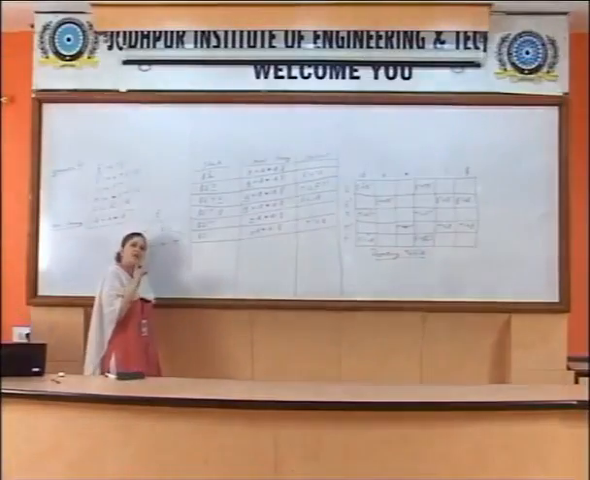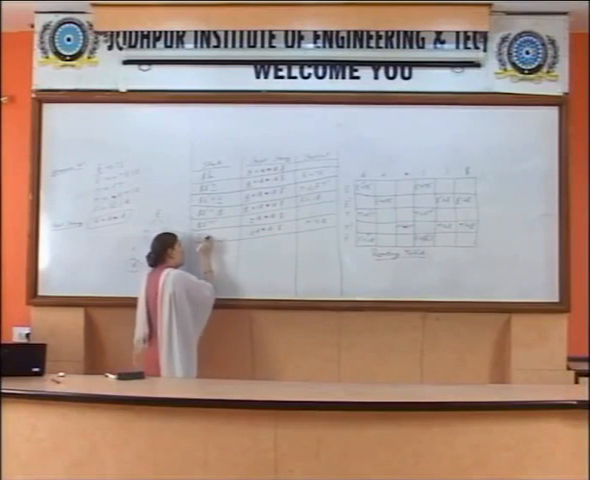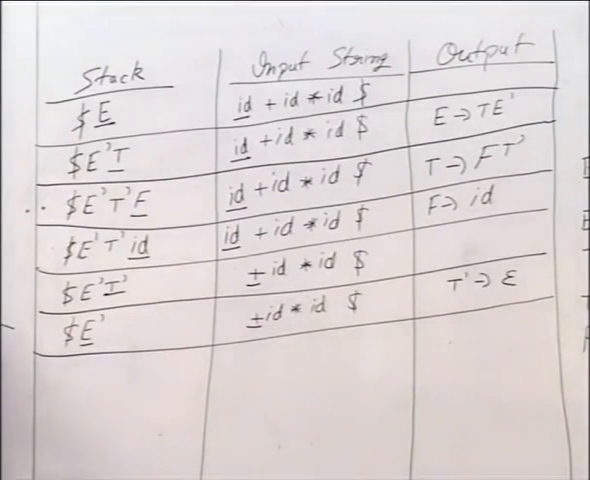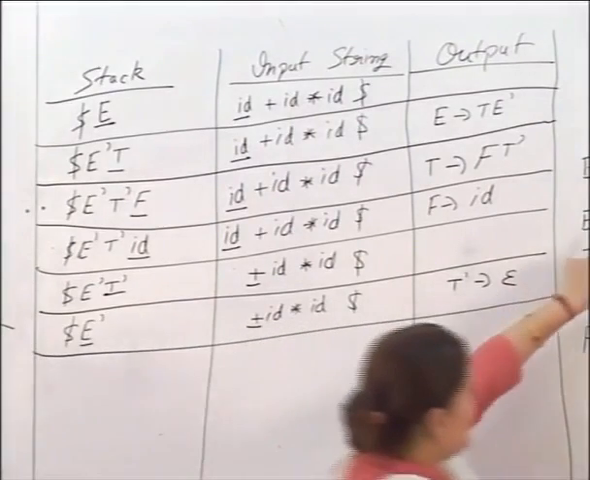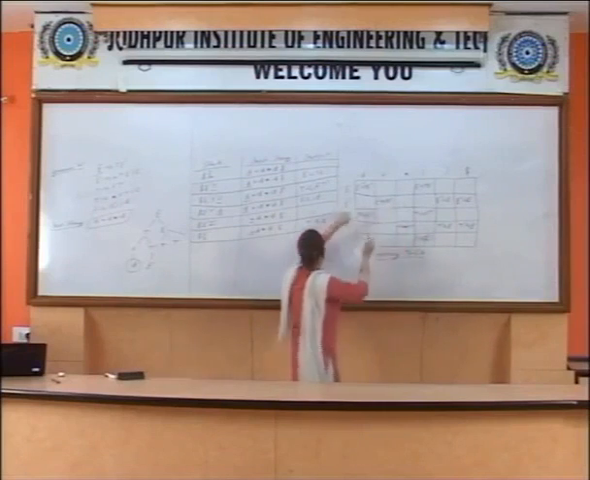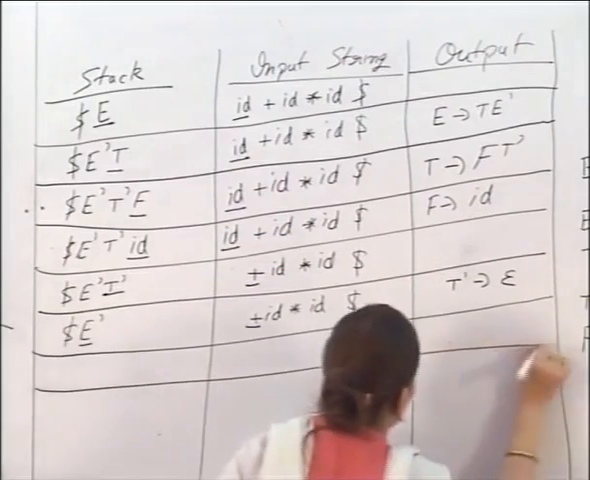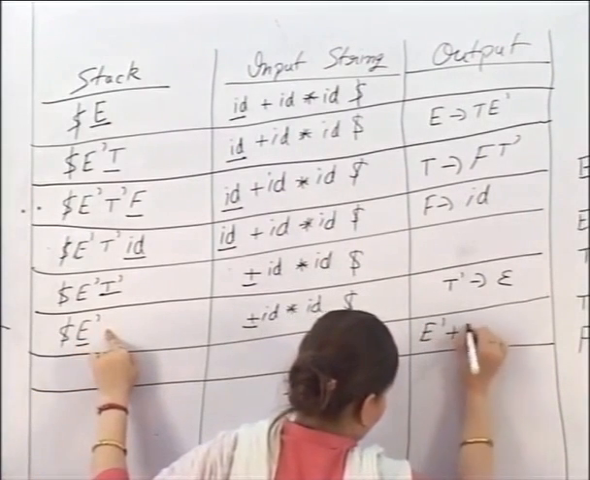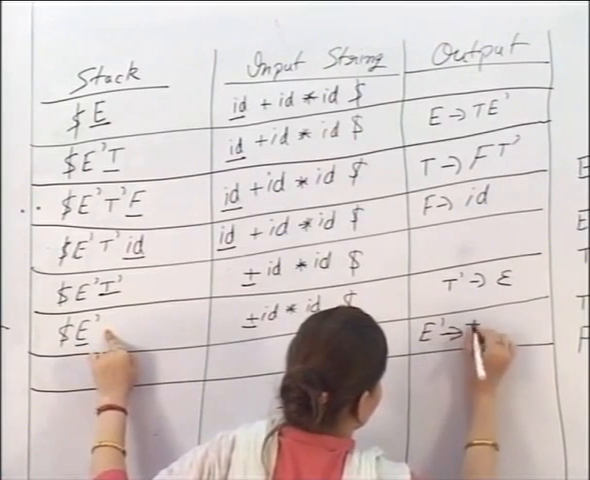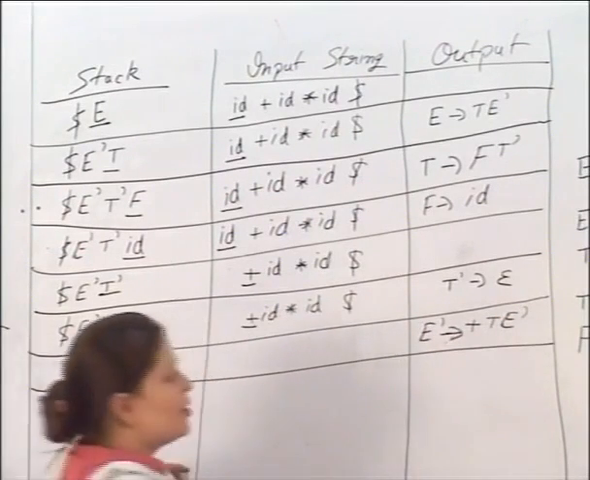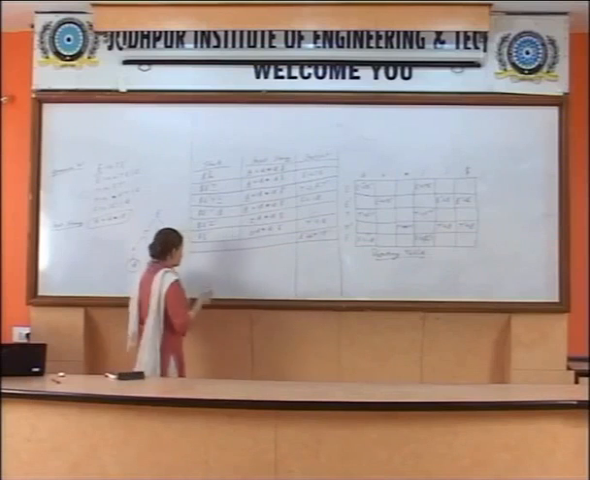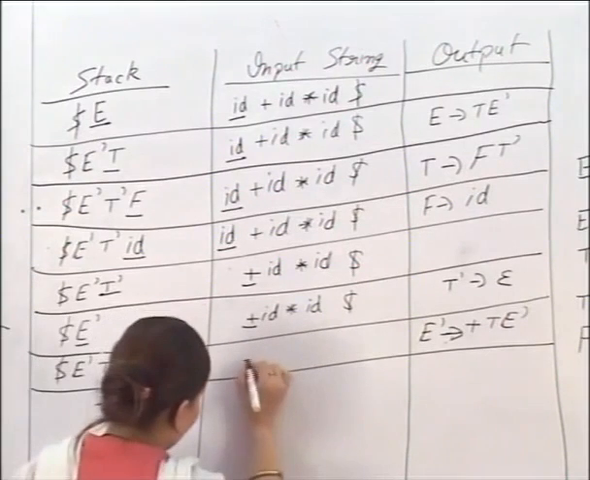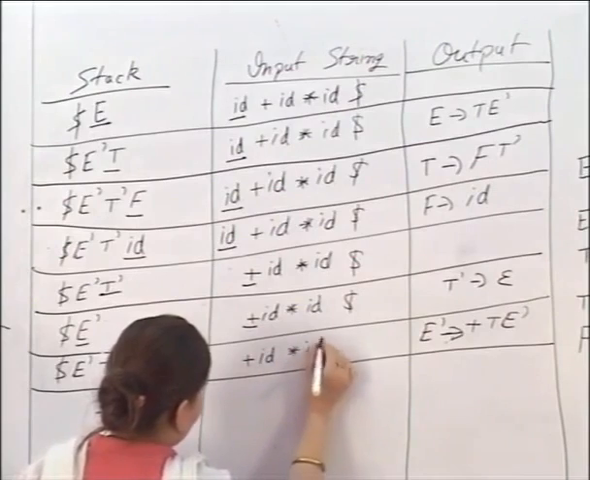My input pointer is again on the same symbol, that is the plus symbol, and on the top of the stack I have E dash. So for this E dash, check for a production for the plus symbol. That means E dash and plus gives E dash to plus T E dash. That means now pop this E dash from the stack and push the production plus T E dash in reverse. That means dollar E dash T plus, then plus ID into ID and end mark.